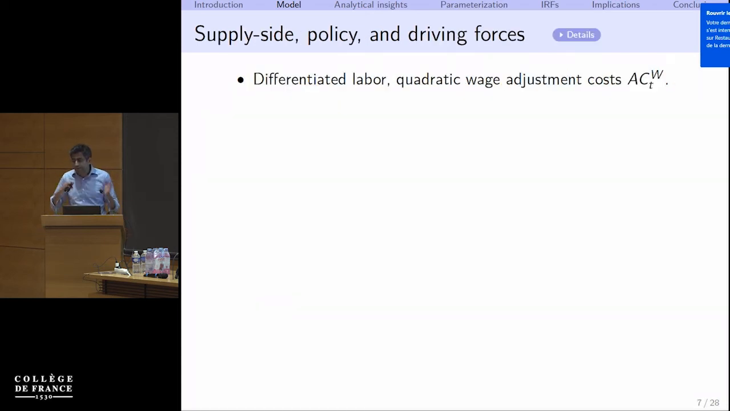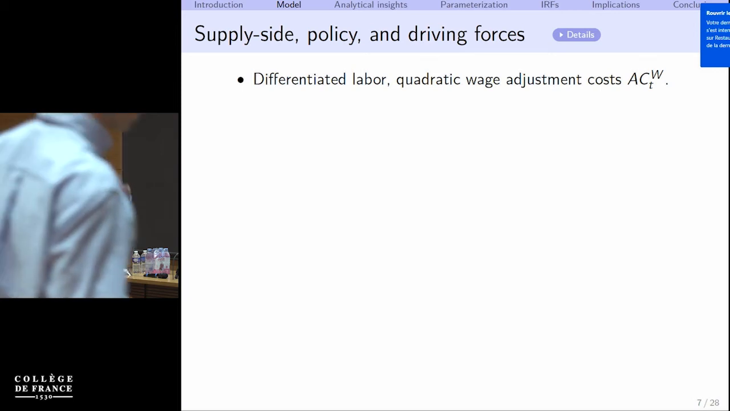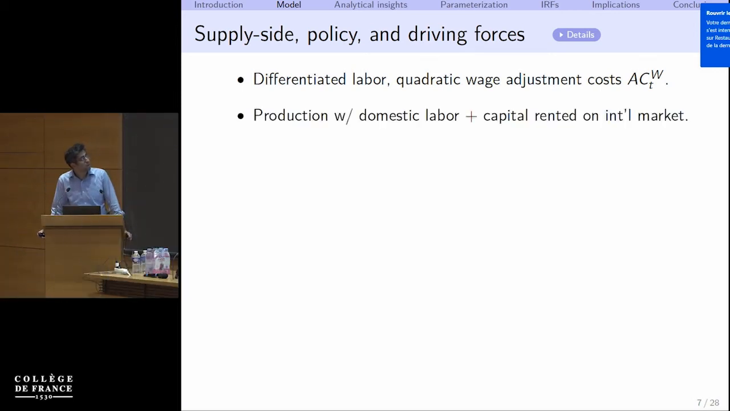Okay, let me finally close the supply side of the model, and then as I promised, I'm going to go to an even simpler version of this, a special case, and walk you through some analytical insights. The supply side of this model is intentionally from a workhorse New Keynesian structure. There's going to be a differentiated labor, as I mentioned, quadratic wage adjustment costs. Production is going to occur with domestic labor, as well as capital rented on the international market. I should say that latter assumption might be a bit unusual.